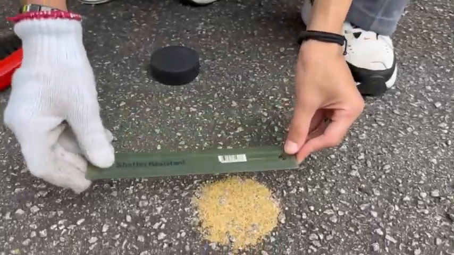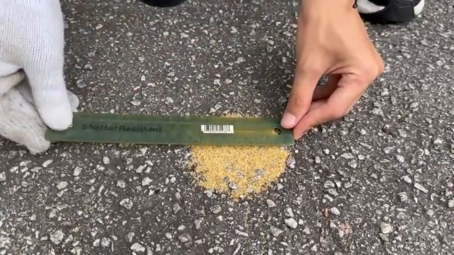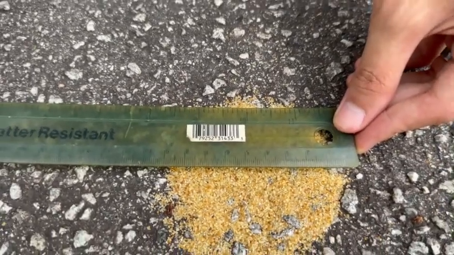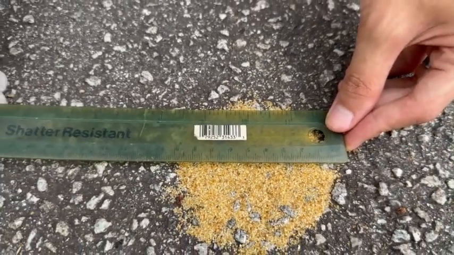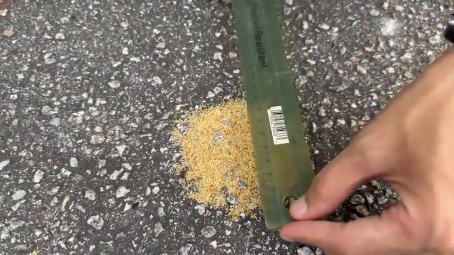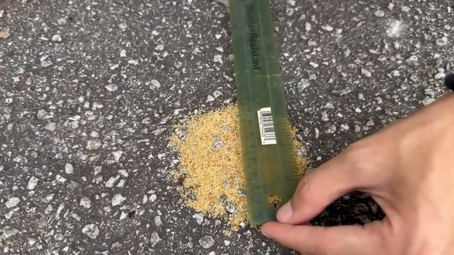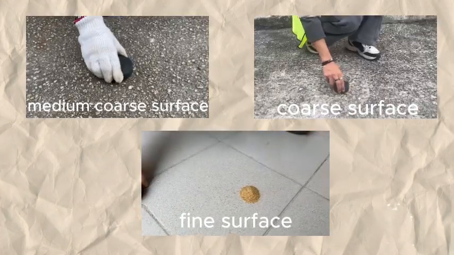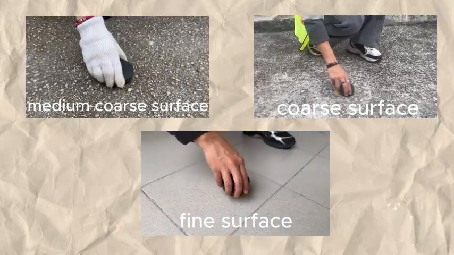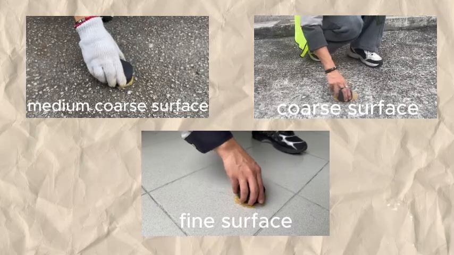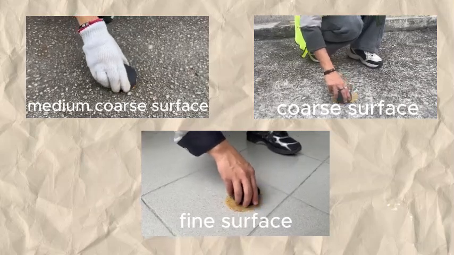The diameter of the sand patch is measured using a ruler. Then, take 3 or more readings to determine the average diameter. For this study, we chose 3 different locations. First, on a fine surface, then a medium coarse, and a coarse surface.